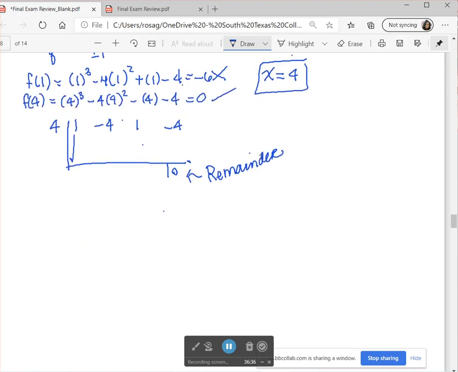Now you're going to bring the first number down, and for anything that crosses, you multiply and add it. So it's going to be 4 times 1, 4, and 0. 4 times 0, 0. And then you add these and you get 1. And then 4 times 1 is 4. And see, my remainder is 0, so I know that I did everything right.